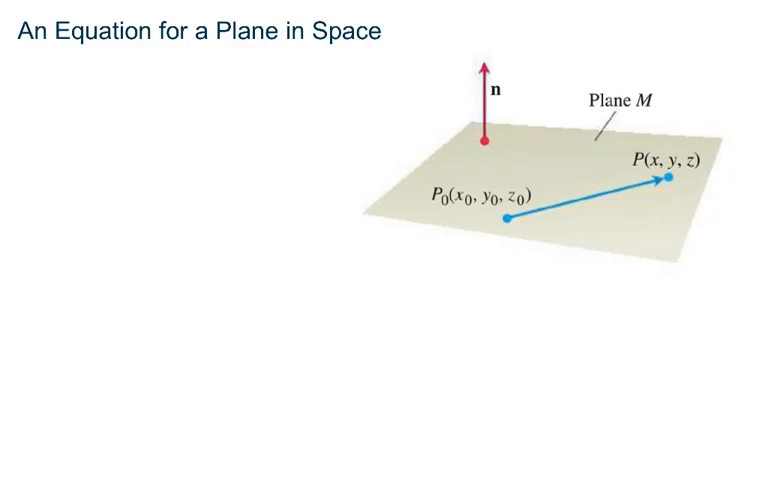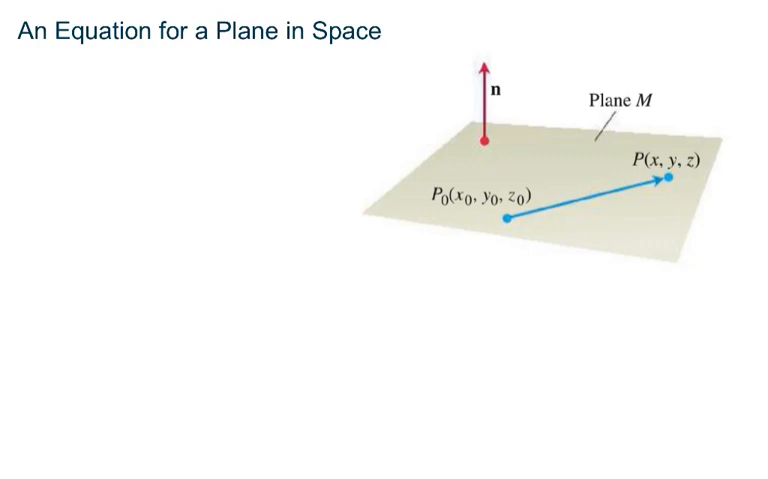Welcome. Now we're going to talk about an equation for a plane in space. A plane in space is determined knowing a point on the plane and its tilt or orientation. Its tilt is defined by specifying a vector which is perpendicular to the plane.